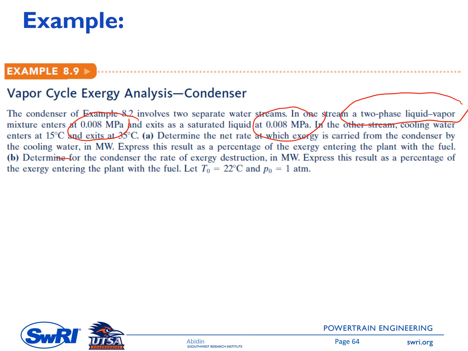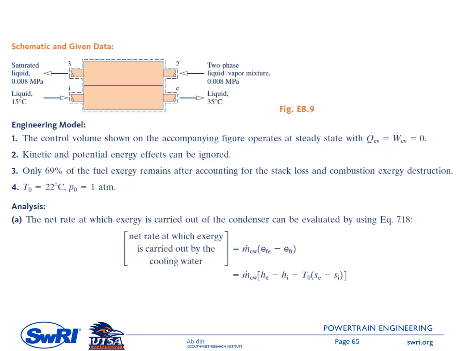Let's see the solution of this exergy analysis. So the condenser is a kind of heat exchanger. So there are two streams here. One is the stream from the working fluid itself, and the second one is the stream from the cooling water. And these assumptions are pretty much similar to the previous one, except that we have additional assumptions 3 and 4 here.